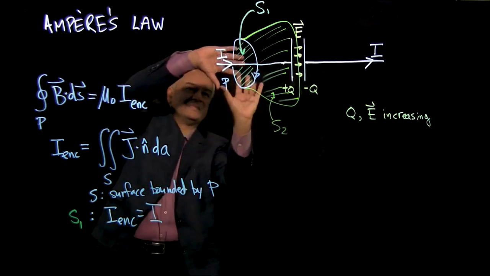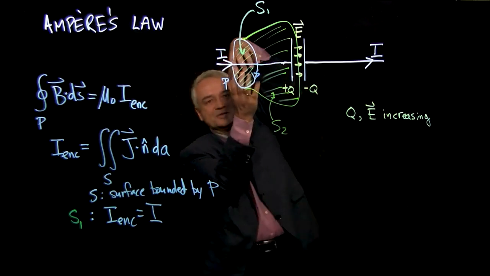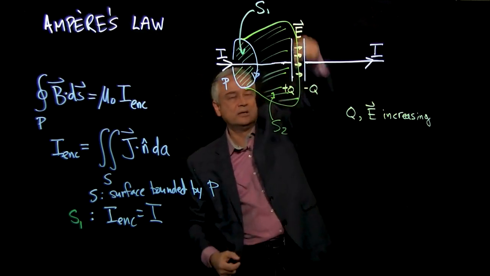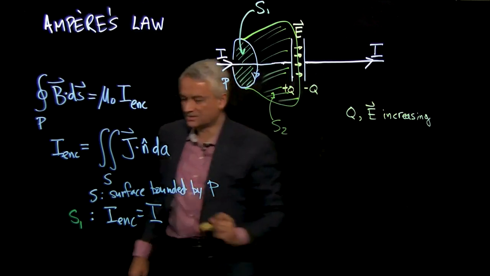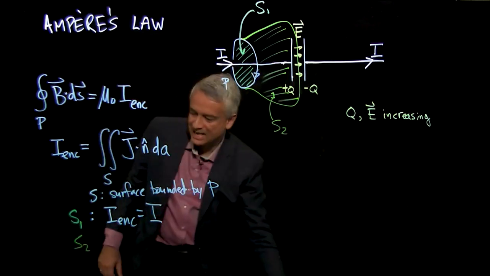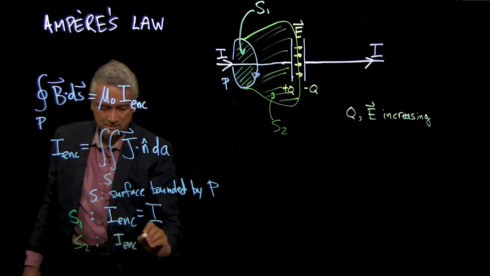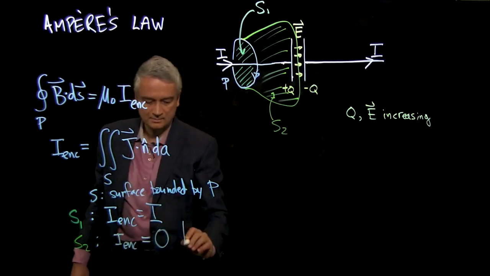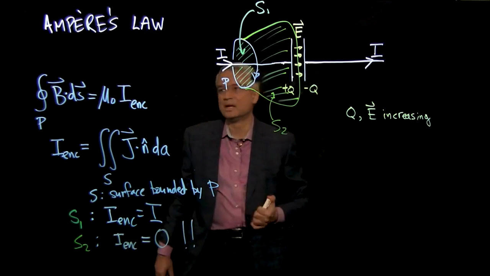Okay, so you've got to make sure you understand the picture. I've got a loop here, and I've got a surface that's bounded by this loop, and this surface comes off the loop like this, and then closes here instead of closing right there. So if I look at this surface S2, and I work out what is I enclosed, well, it's 0. So there is an inconsistency here.